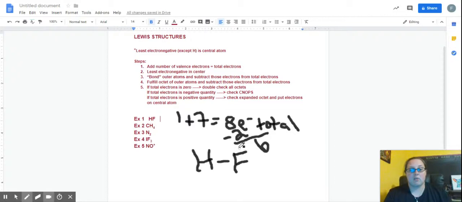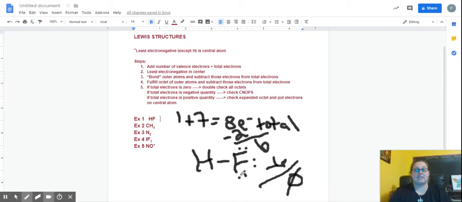So I'm going to put 1, 2, 3, 4, 5, 6 electrons there. Now you see that fluorine has 6 plus the 2 from the bond, a total of 8 electrons surrounding it. Therefore, his octet is fulfilled. He's happy. Now, in that process, I used 6 electrons to fulfill the outer atoms' octets. So now my remainder is 0.